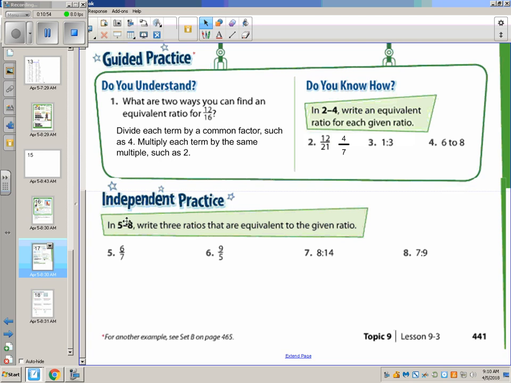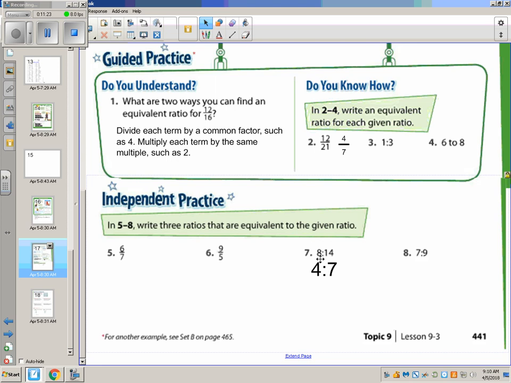On 5 through 8, it wants us to write 3 ratios that are equivalent. So I will do a couple of examples and I'll leave a couple for you guys to do. I'll work with the 8/14 since that's one of the bigger ones here. I know these both share a common factor of 2. So I'm going to divide both 8 and 14 by 2. 8 divided by 2 would be 4, and 14 divided by 2 would be 7. So one equivalent ratio would be 4/7.